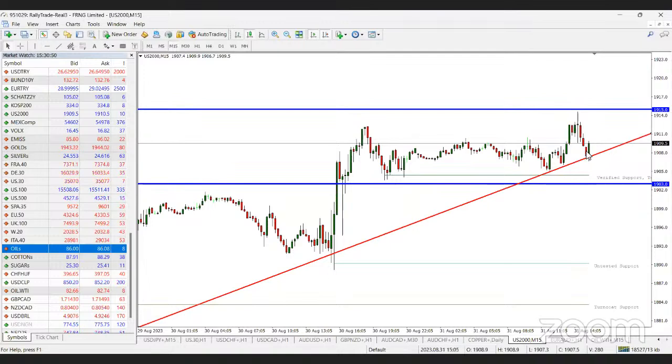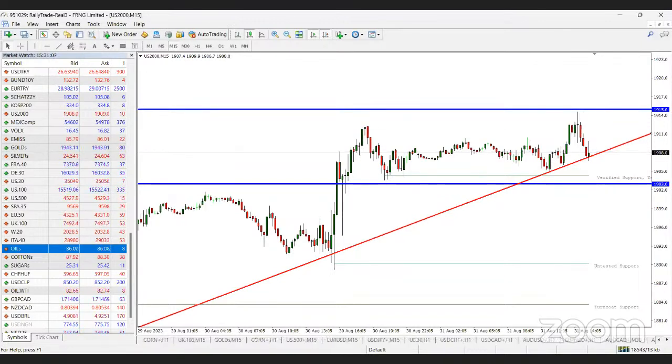US 100, this trend line here is what is supporting it. So for US 100, 1903 is where we should be looking out for scalping our sell or taking our sell stop or sell entry, while 1915 is where I would expect us to start looking for taking our buy entry. You understand? Good.